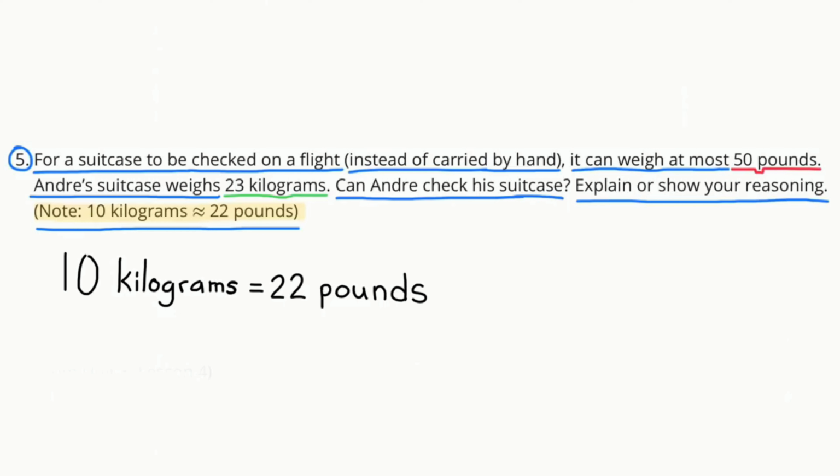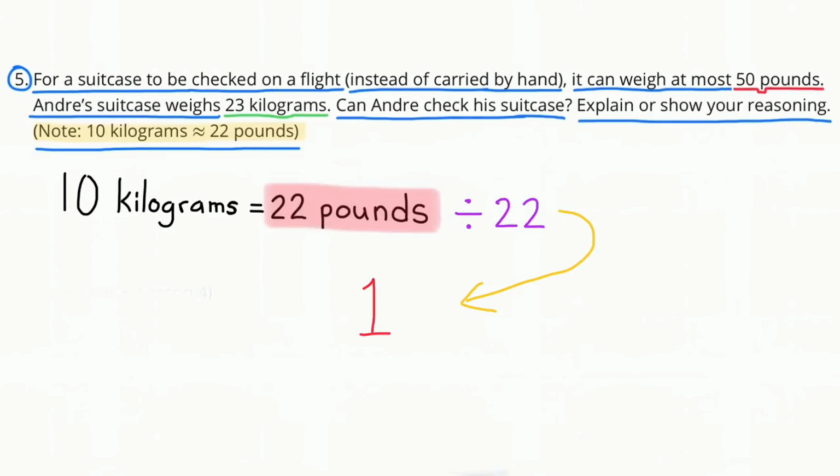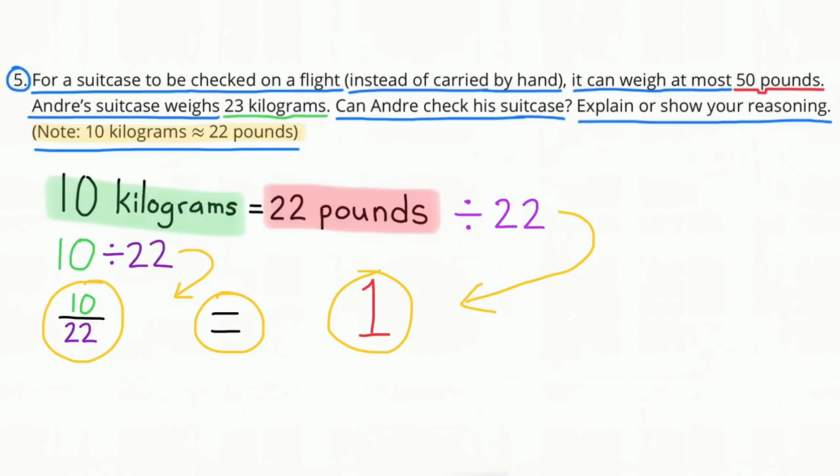Since the suitcase can weigh at most 50 pounds, I need to turn the 22 pounds into 50 pounds, and I'm going to do that by turning it into 1 pound first. 22 pounds divided by 22 equals 1, or 1 pound. Since I divided the pounds by 22, or made it 22 times smaller, I also need to make the kilograms 22 times smaller, or divide 10 kilograms by 22. 10 divided by 22 is the same as 10 over 22. So 10 over 22 kilograms equals 1 pound.